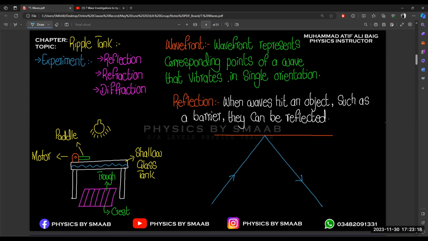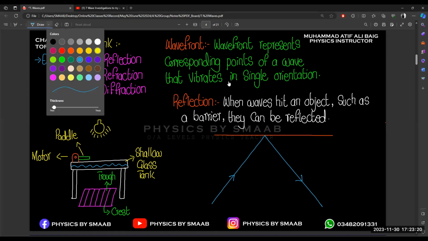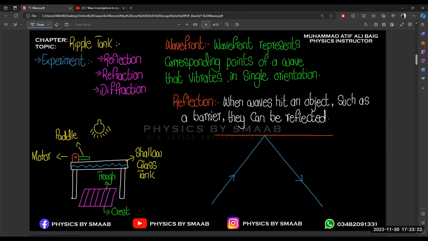And if you want to make the wavefronts, you can also mark the wavefronts just like normal linear lines. So they are moving like this. And secondly, on the other side, they will reflect back with the same angle.